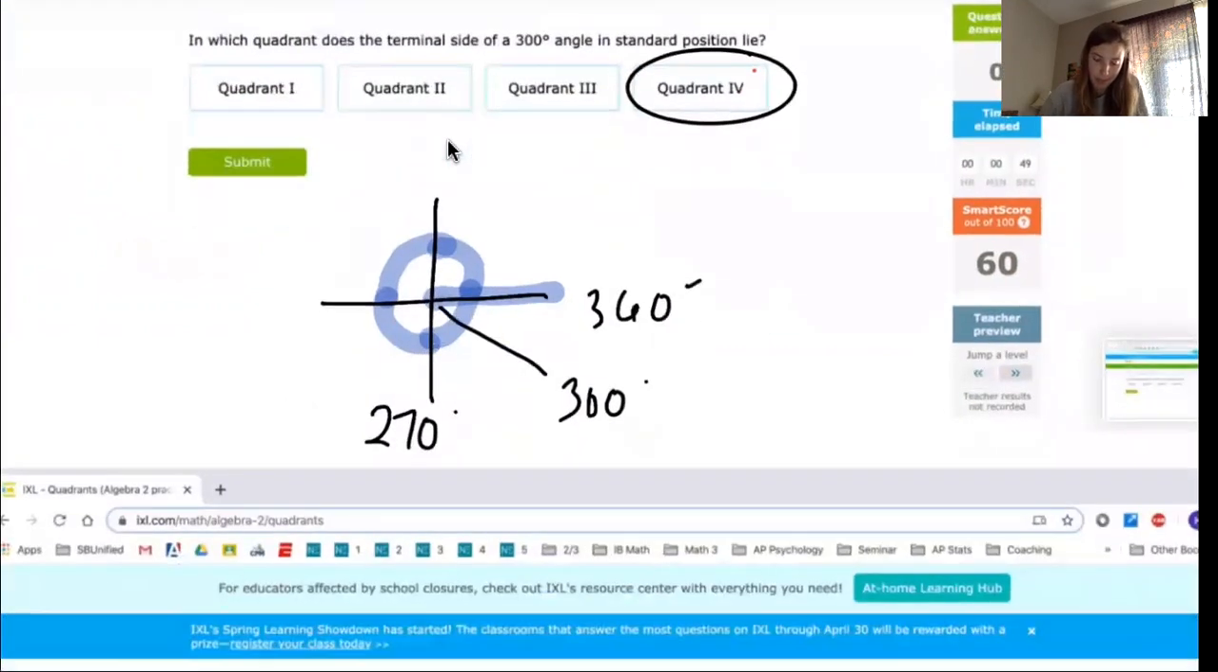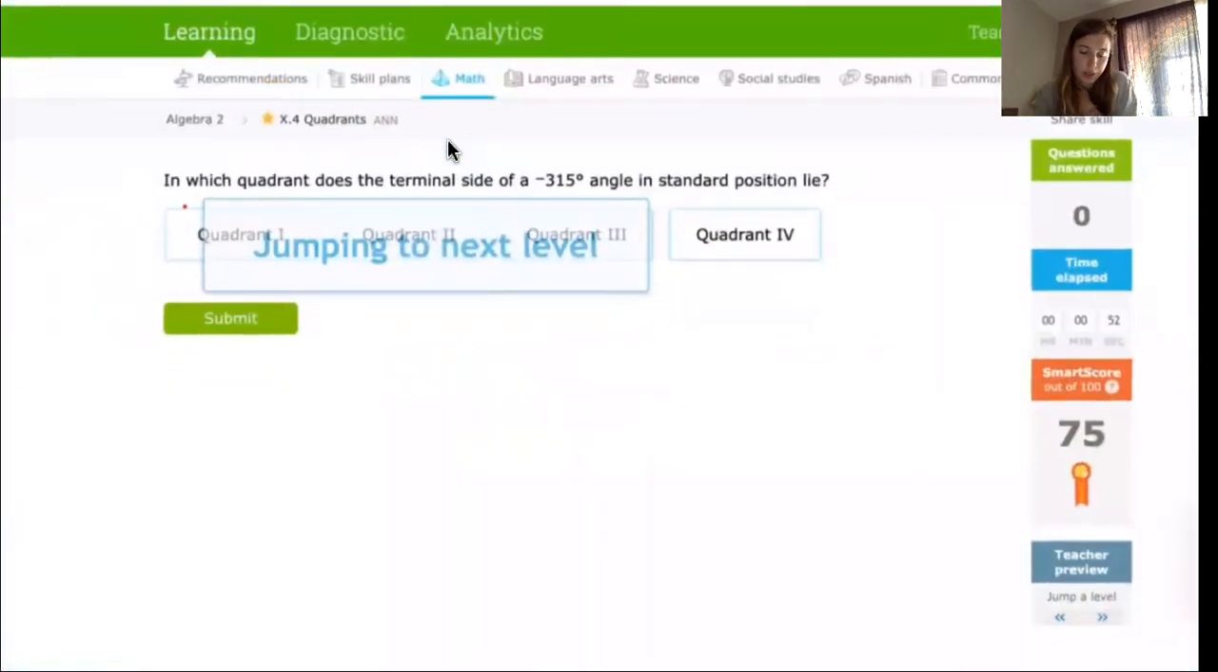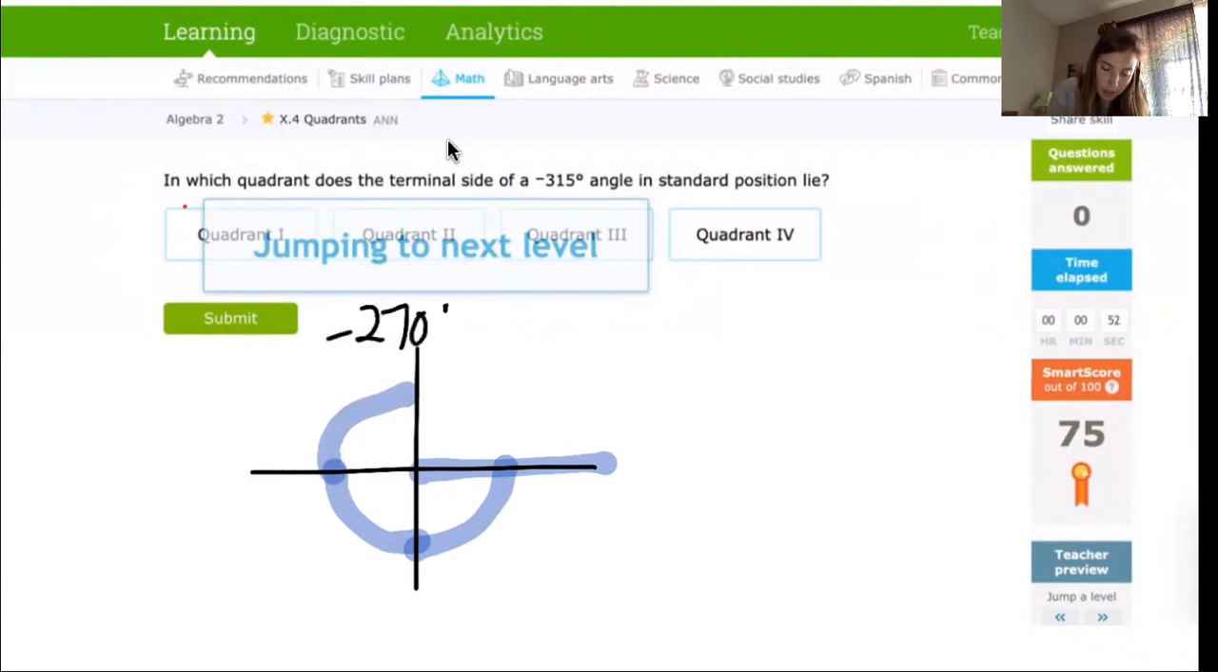Okay. Flying through these. In which quadrant does the terminal side of a negative 315-degree angle in standard position lie? Okay, so this is going to be the same thing. I'm going to draw my axes, but this time I'm going to go the opposite direction because it's the negative angle. So I start on my initial side, and now I'm going to go backwards. So that's negative 90 degrees. This is negative 180 degrees. This is negative 270 degrees.